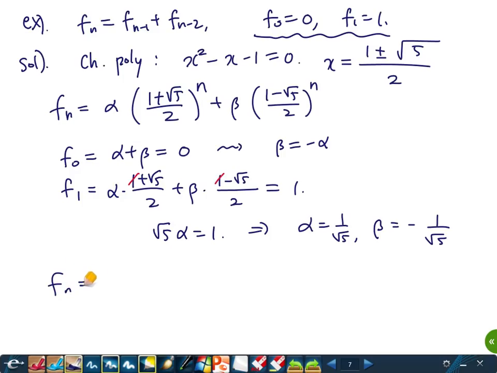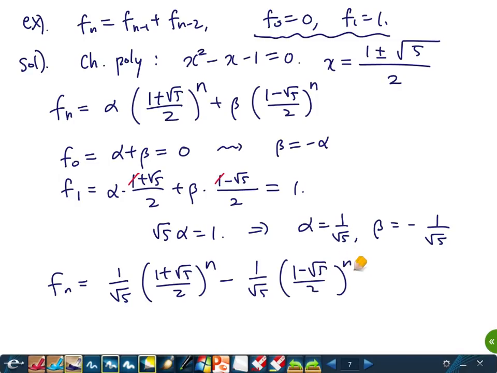So Fn is equal to 1 over square root of 5 times ((1 plus square root of 5) over 2) to the n, minus 1 over square root of 5 times ((1 minus square root of 5) over 2) to the n. So this is the general formula for the nth term. As you can see, it's kind of interesting because Fn must be an integer, but we have the irrational number square root of 5 involved. But it turns out that for every non-negative integer n, it must be an integer. Now, how can you guess this formula without knowing this? It's very interesting.